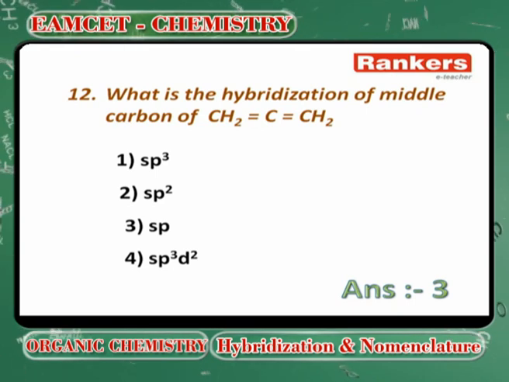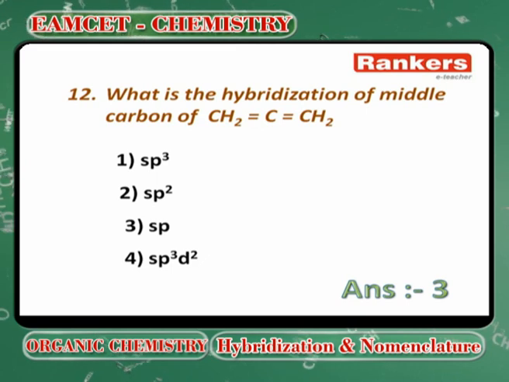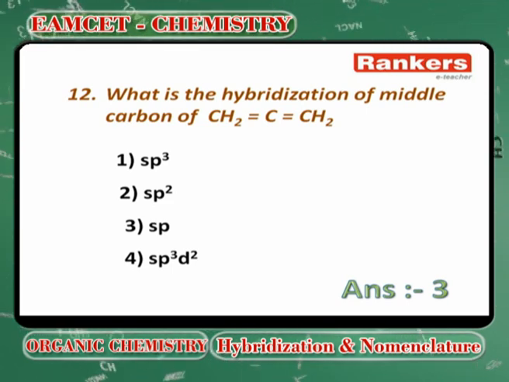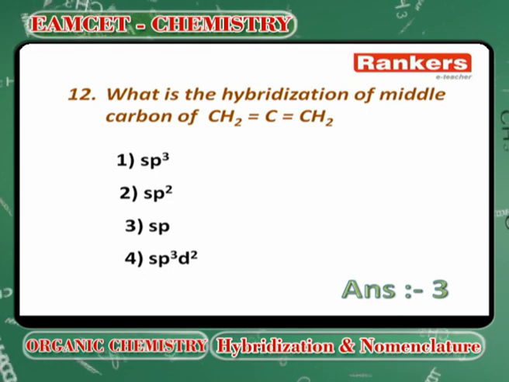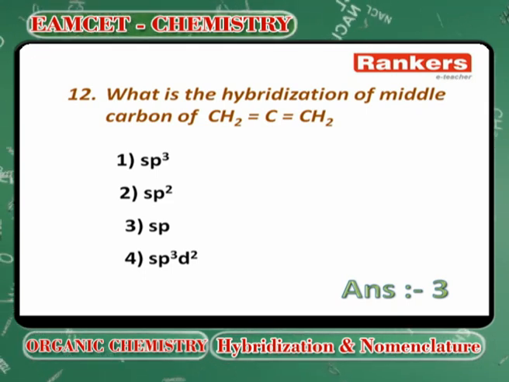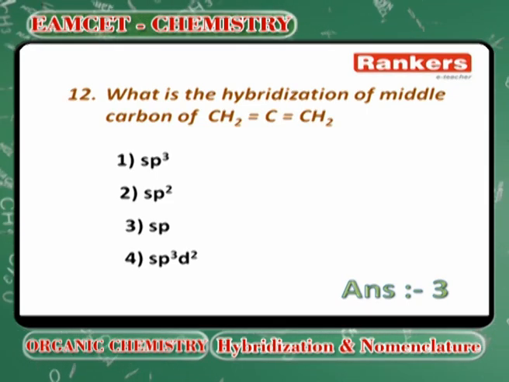People think that all the double bonded carbons are sp2 hybridized, but here the middle carbon has only 2 sigma bonds, one this side and one that side. So, 2 sigma means it is always sp hybridization, isn't it? 1 s orbital and 1 p orbital overlapping give sp hybridization. Therefore, it is sp hybridization, so the third option is the right one. Next.